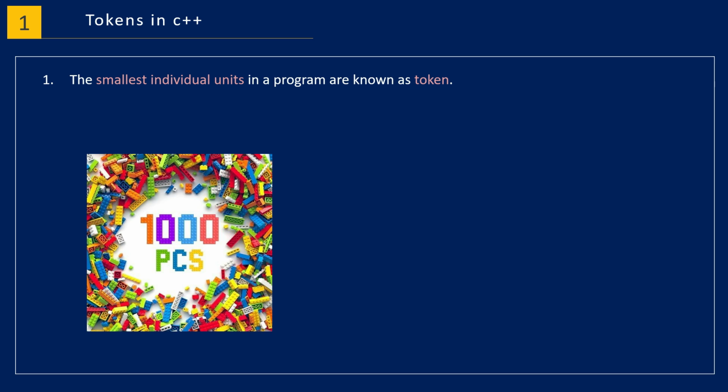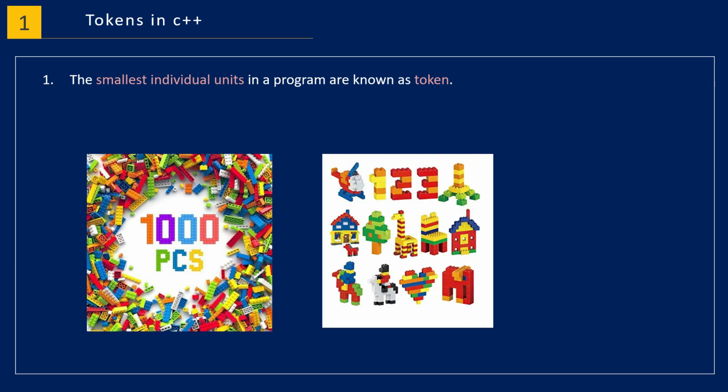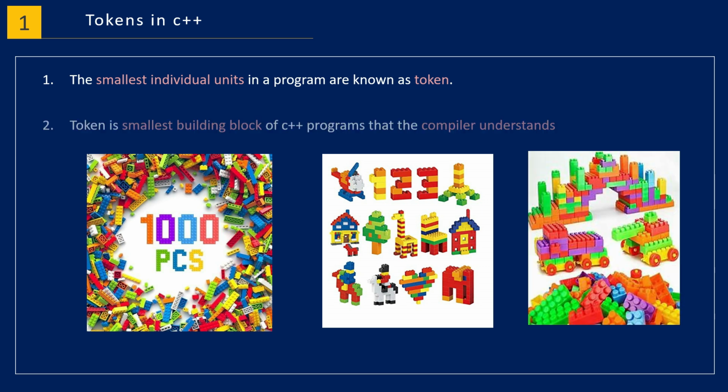Let's take a real-time example. We have 1,000 pieces of building blocks and we know the function or purpose of each and every block, where to use what. So we can build many toys with the help of these building blocks, like a helicopter, numbers, towers we can see in this image, then animals. All these are different toys we can create with the help of these building blocks.